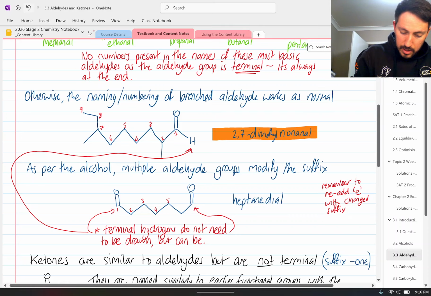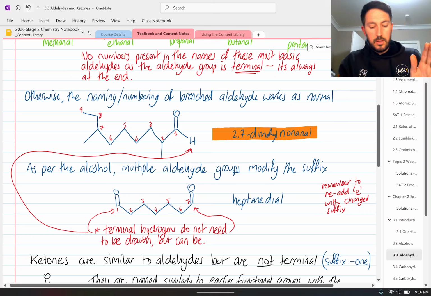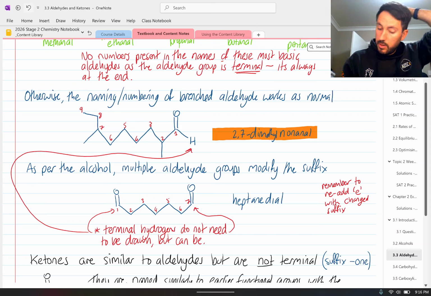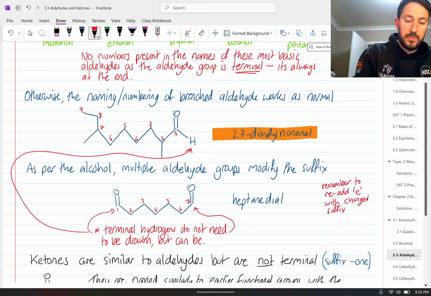while I'm here, I might just fix these back up. While carbons 1 and 7 are the ones that are part of this aldehyde, they have to be at the end. So in other words, if it's heptanedial, the aldehydes must be at each end because they're both terminal. You can't have 2 of them down one end. It doesn't work like that. So you have to have them both at each end. So if you've got heptanedial, this is the only structure you can draw.